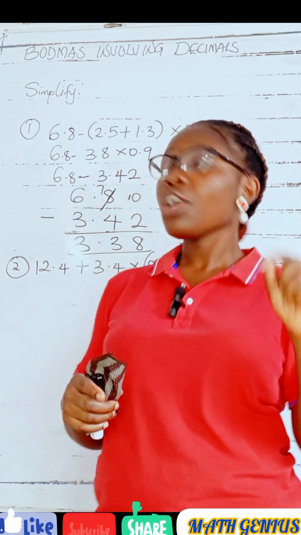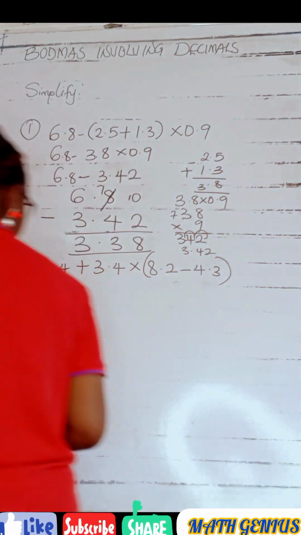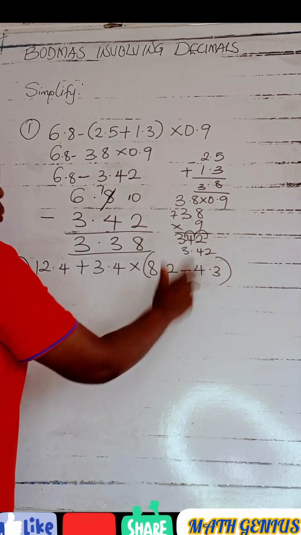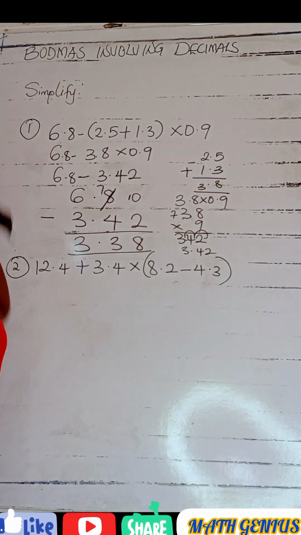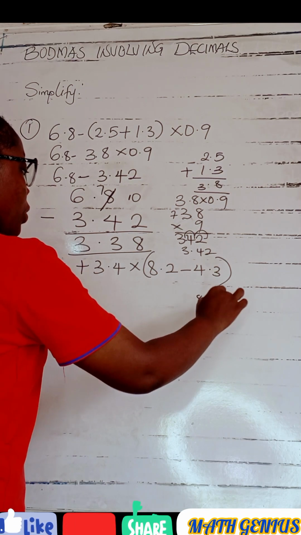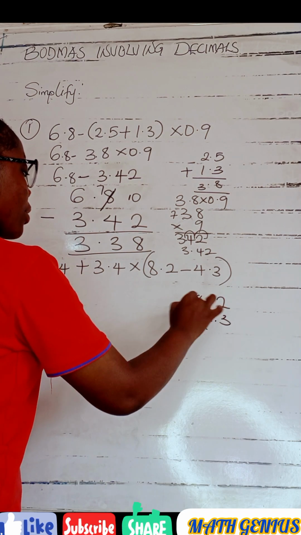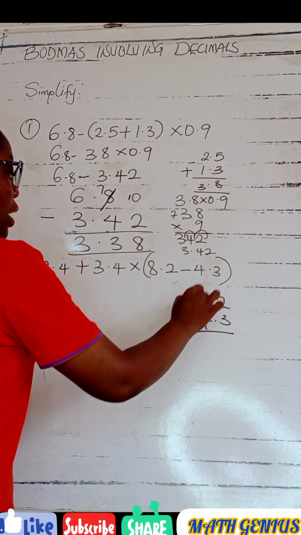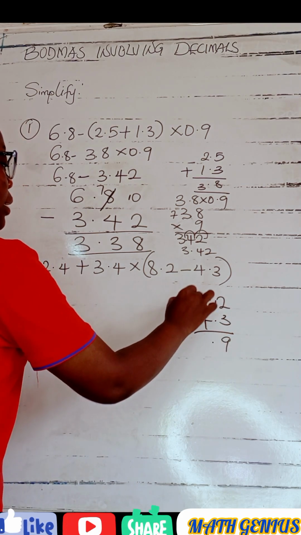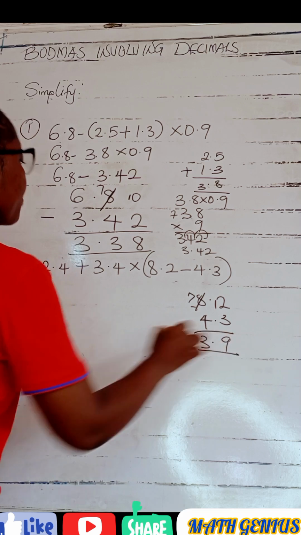All right, so now we have the last example. We have addition, multiplication, bracket. Of course, in this order, bracket comes first. So we are going to do what is in the bracket here, which is 8.2 minus 4.3. 2 minus 3 cannot, so borrow 1. 12 minus 3, 9. Then 7 minus 4, 3.